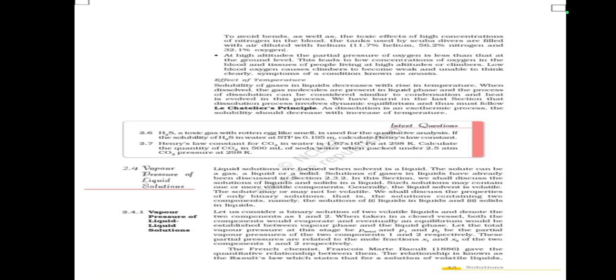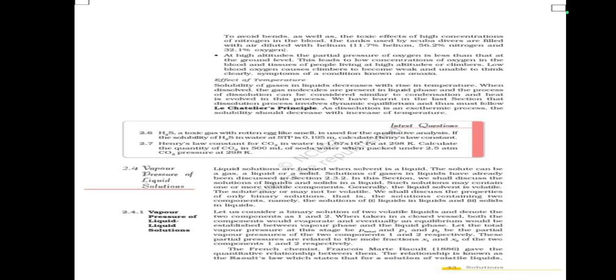At high altitudes the partial pressure of oxygen in the gas is less than that at ground level. This leads to low concentrations of oxygen in the blood and the tissues of people living at high altitudes or climbers. Low blood oxygen causes climbers to become weak and unable to think clearly, symptoms of a condition known as anoxia. Effect of temperature: solubility of gases in liquids decreases with rise in temperature.